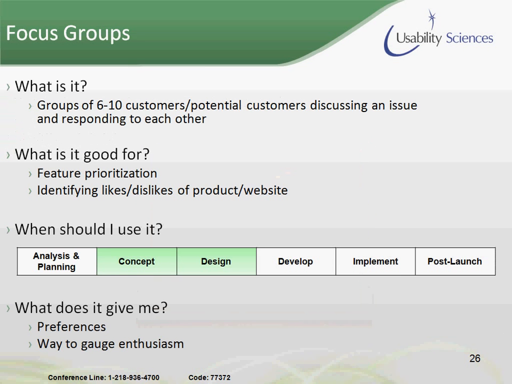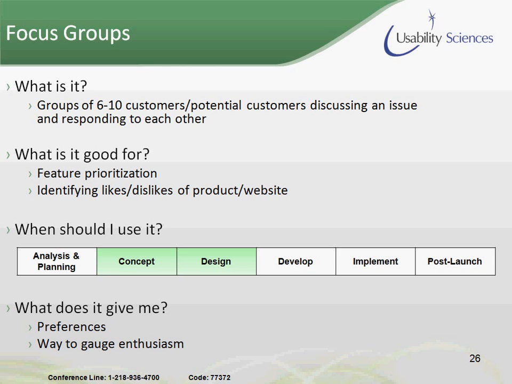So we come to our focus groups. Focus groups are used to great benefit when they're done appropriately, but are often used inappropriately. So let's talk about what they're really good at. A focus group is you sit 6 to 10 customers or potential customers or customers of your competitors, whomever you're targeting here. They sit down, there's a moderator, and they're discussing an issue and they're responding to each other. What is this good for? It's great for feature prioritization.